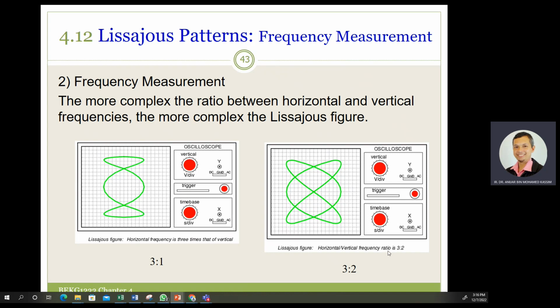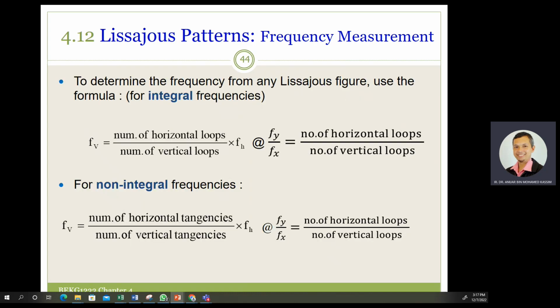And if the horizontal to vertical frequency ratio is 3/2, we can see this: 3, 1, 2, 3, and 2, 1, 2 for the horizontal. Then we can see this kind of Lissajous pattern inside the oscilloscope.